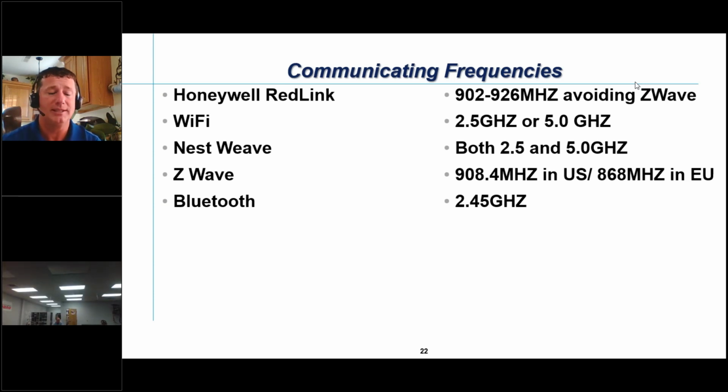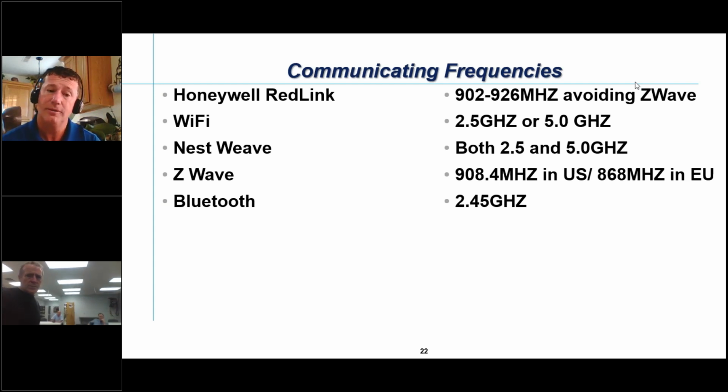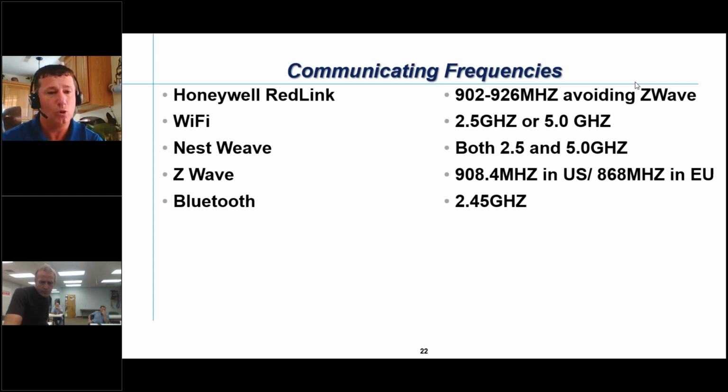Z-Wave, so we've talked about that. That's been used a lot in today's communicating or wireless products. It's operating at 908. And then regular Bluetooth, if we're talking about Bluetooth devices, like this new Amana Comfort Bridge technology that I was talking about, they have now incorporated a Bluetooth communicating module in the furnace and in the air handler so that I can talk to that piece of equipment using my phone. Bluetooth operates at about 2.45 gigahertz.